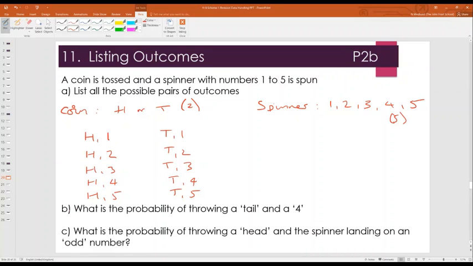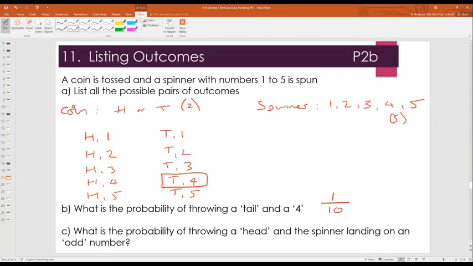Then part B says, what is the probability of throwing a tail and a 4? Well, there's only 1 tail and 4 together in these outcomes, which is that one there. So there's 1 out of 10. There's one way of getting what we want out of 10 possible outcomes.